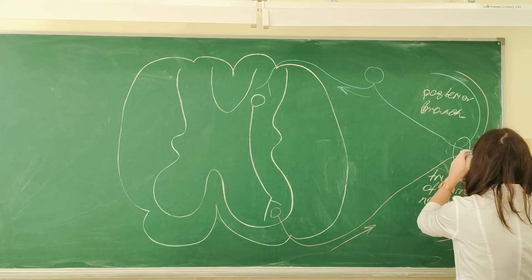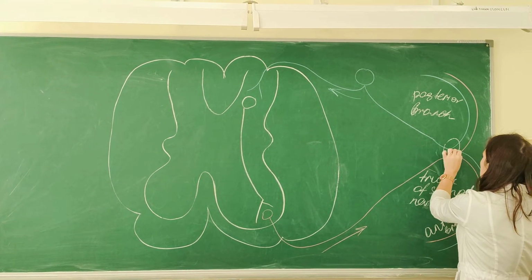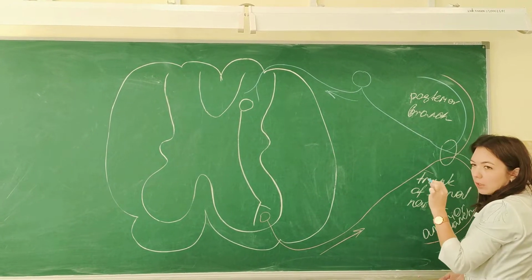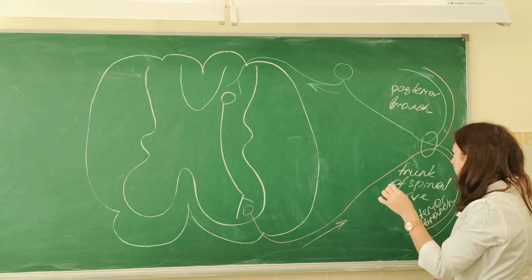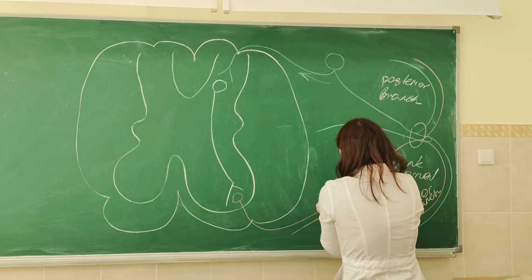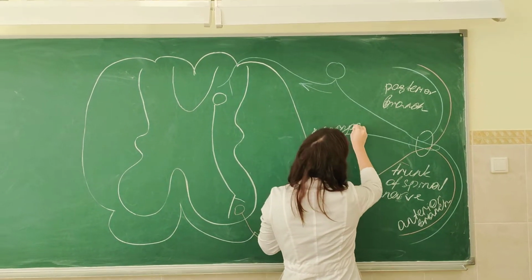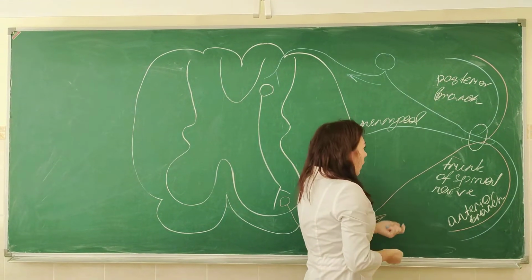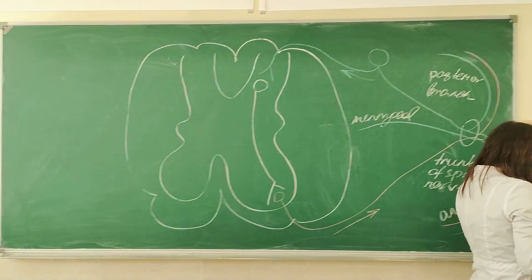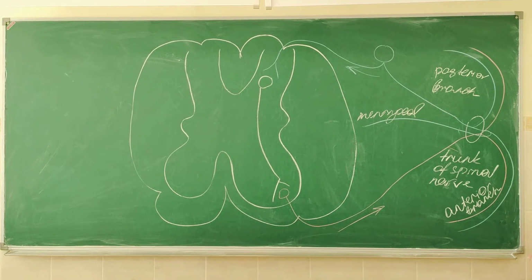Okay, but this is not all. There is also a meningeal branch, we said. It is a sensory branch. It arises from the trunk of the spinal nerve right after it leaves through the intervertebral foramen, and goes back to supply the meninges. So this is the meningeal branch, and it is purely sensory. Such a structure is specific for spinal nerves from C1 to C7, for example.